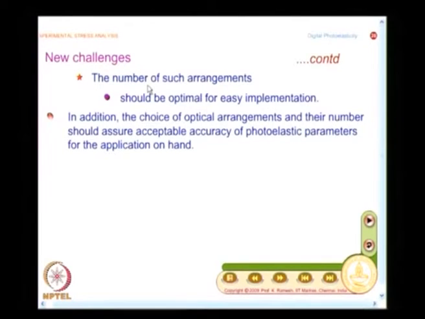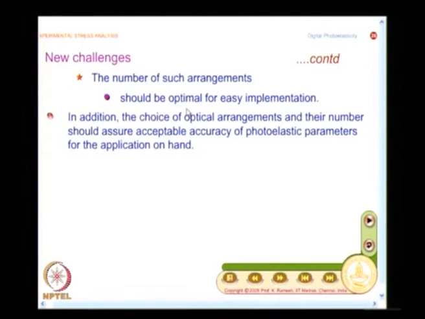Then people found 4 is necessary. From the accuracy point of view, you have to go for more and more steps. Now, you have a technique which is a 10-step method, which is very robust, which could be employed even in a conventional polariscope. You put a CCD camera, replace the human eye, and write your own code to evaluate the parameters.